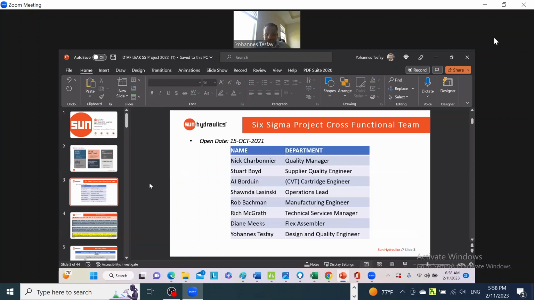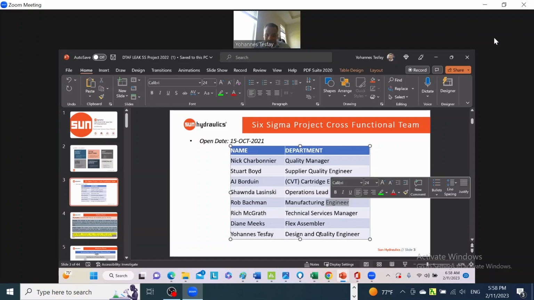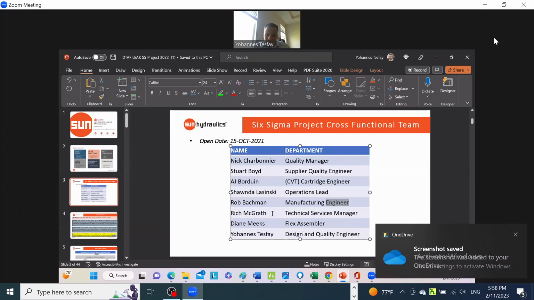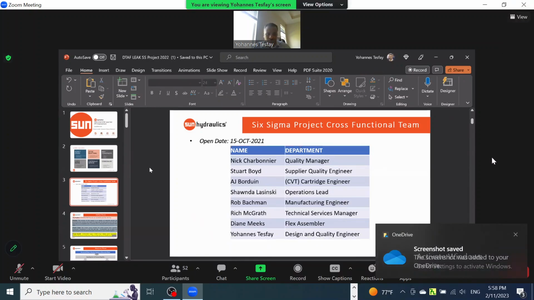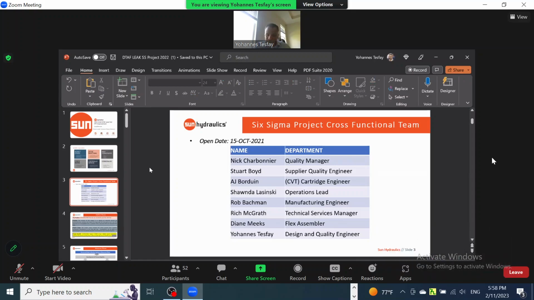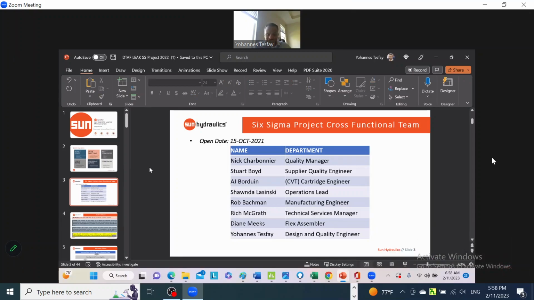So this is the cross-functional team, formation of a cross-functional team from each department. So we have quality here, we have supplier quality, this is an engineer, and these are operations. Rob Bachman is manufacturing, just like that, okay? So we're going to do departments just like that.